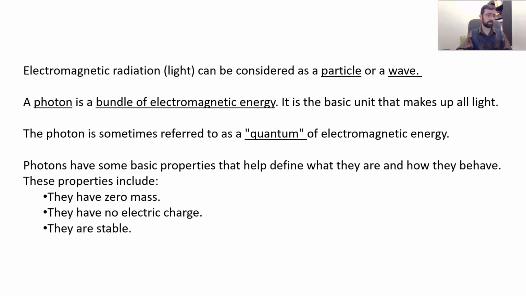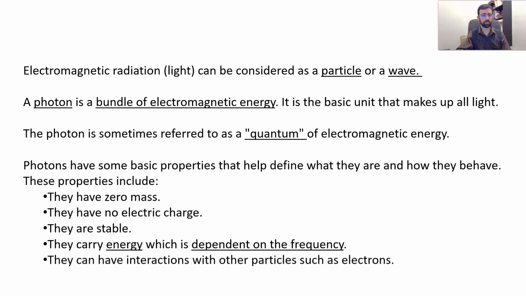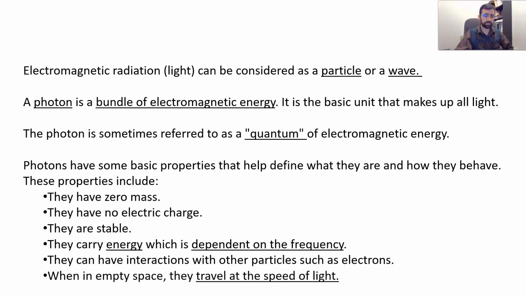Photons are stable. They carry energy, and the amount of energy depends on the frequency, which depends also on the wavelength, and they can have interactions with other particles such as electrons. They can be absorbed by electrons, they can be released by electrons. And when in empty space, photons travel at the speed of light, which we know to be about 3 × 10⁸ meters per second.